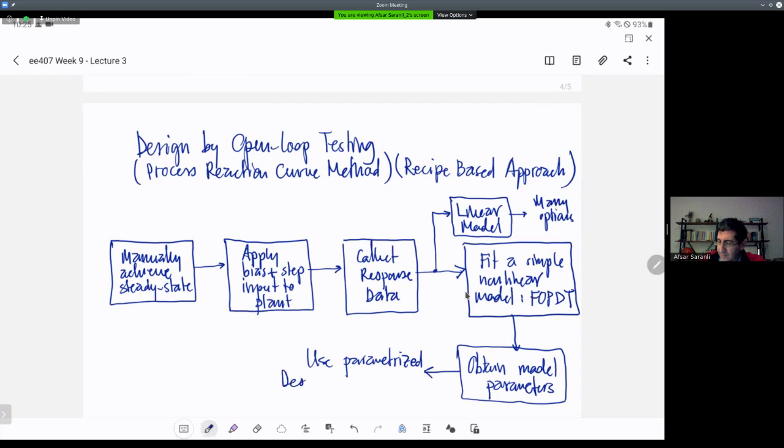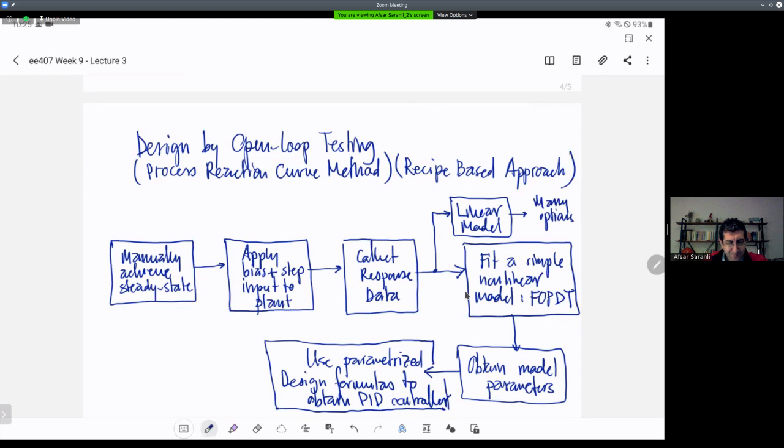Parameterized design formulas to obtain the PID controller. Obviously, all subsets of the controllers, right? PI, PID controllers can be obtained like this. Okay?